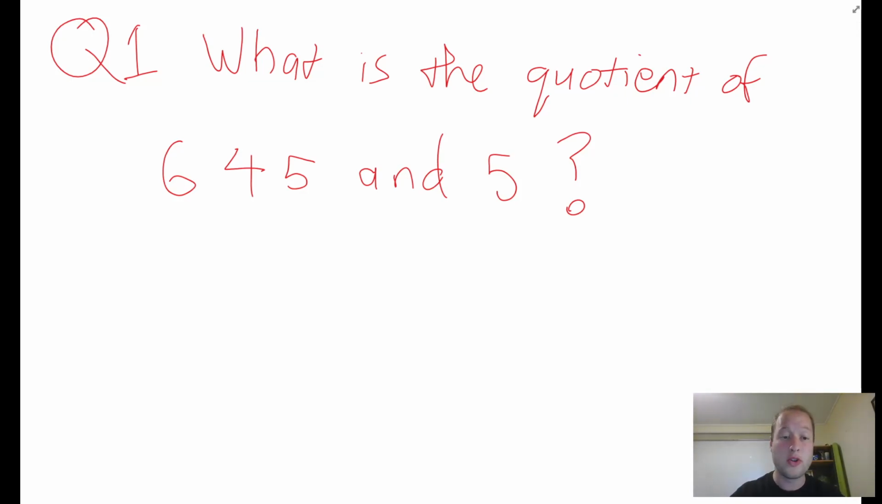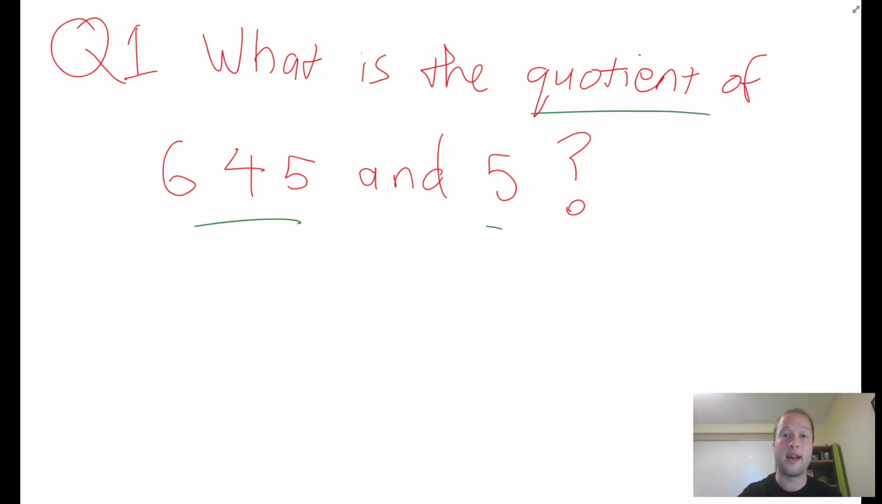What is the quotient of 645 and 5? Now you might say, where do I start here? What does quotient mean? There are three words that I can teach you. We have this number here on the left called the dividend. We have the one that it's dividing by, which we call the divisor. And then we have the quotient, which is the answer.